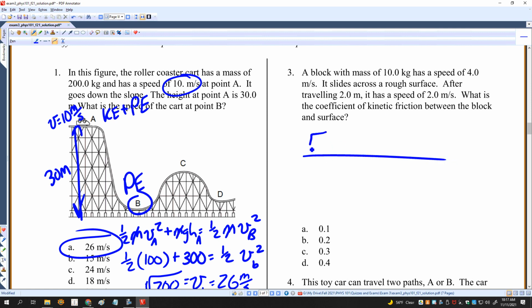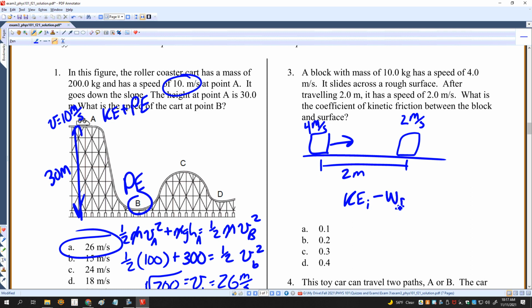Okay, so I have this block that's traveling across this distance of 2 meters. Initially, it has a speed of 4 meters per second, and then I'm told over here that it has a speed of 2 meters per second. So somewhere along this way, the kinetic friction has taken away energy. So I could say then that the kinetic energy at the beginning minus the work done by friction is equal to the kinetic energy at the end.